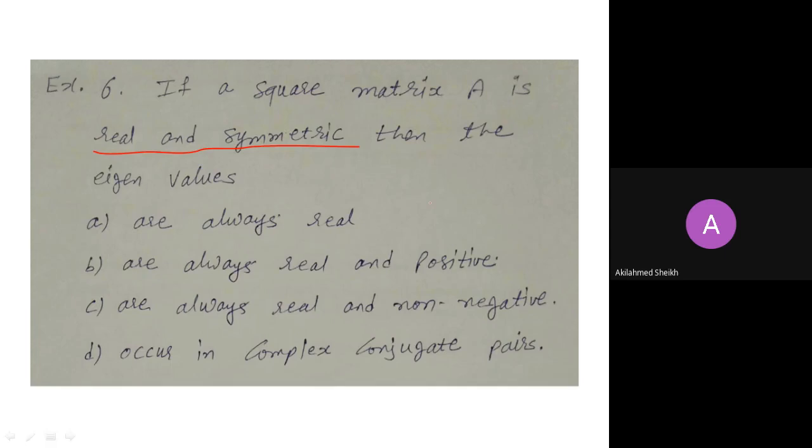You have to remember this property. So by using this property, we know that if the given matrix is real and symmetric, then its eigenvalues are always real. This is the correct answer. But option B, are always real and positive, is wrong.